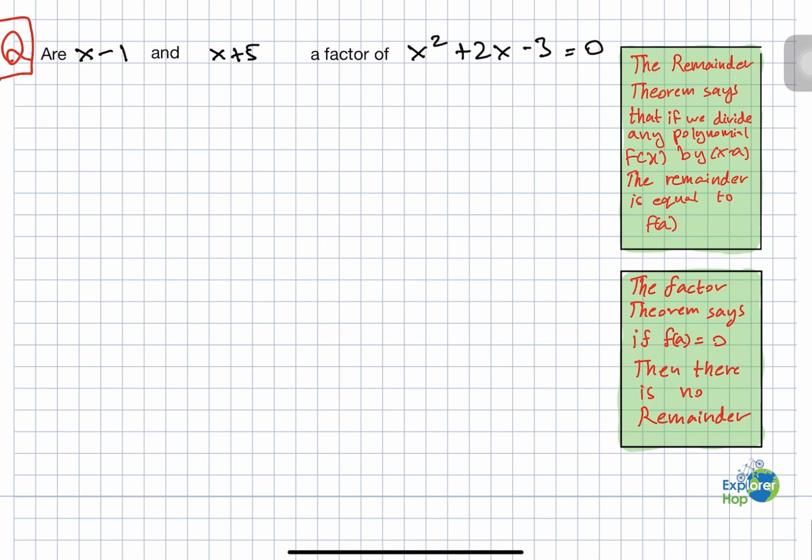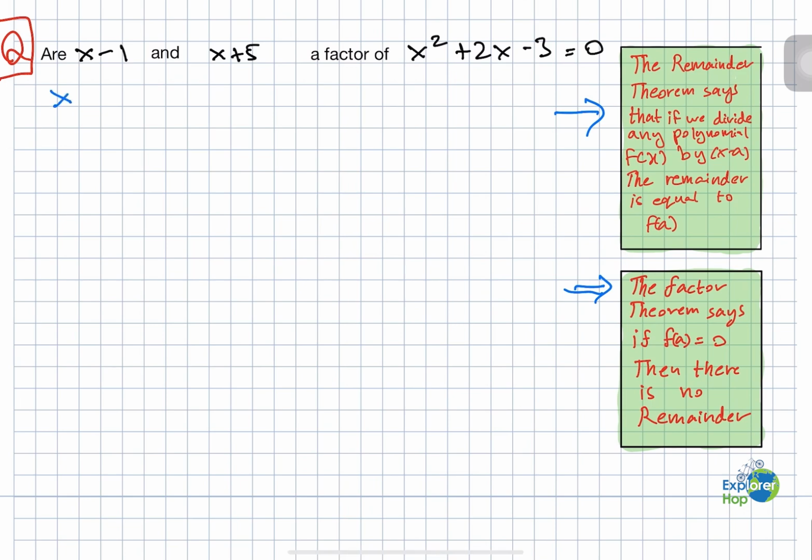To do the question, we have to remember the remainder theorem and the factor theorem. The remainder theorem says that if we divide any polynomial f(x) by x minus a, the remainder is equal to f(a). And the factor theorem says if f(a) is equal to 0, then there is no remainder. So we can use the factor theorem to see if x minus 1 and x plus 5 are factors of x squared plus 2x minus 3 equal to 0.